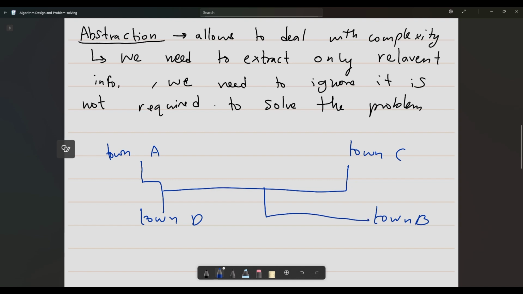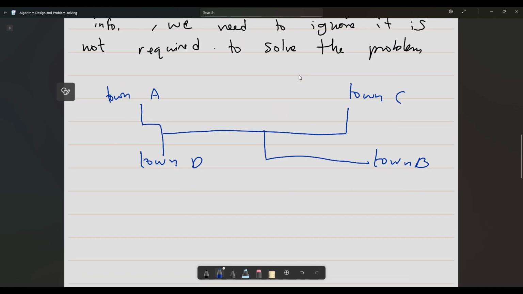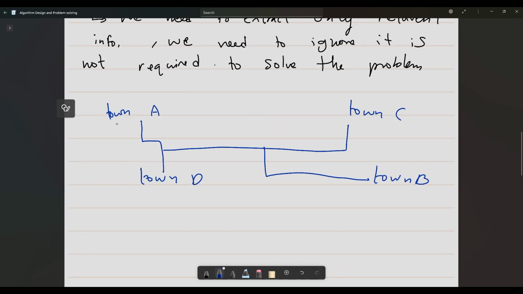For this, there are many types of map. You can take a satellite map of this. You can take one without the train routes. This is the train route map.